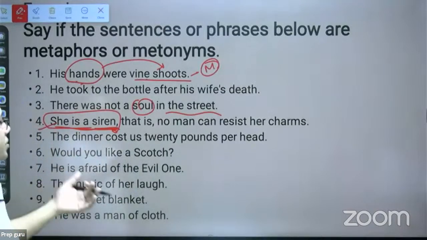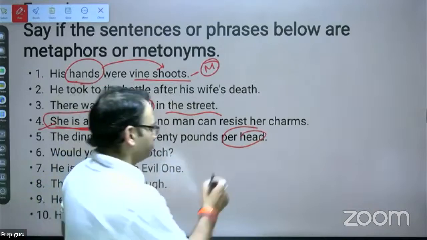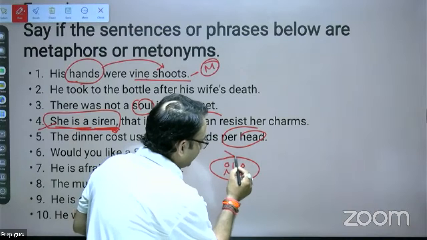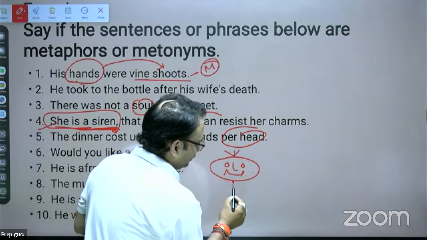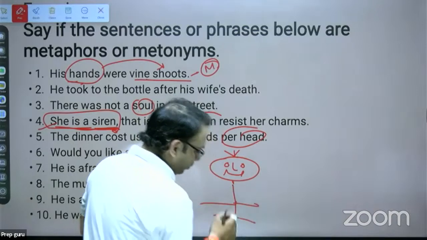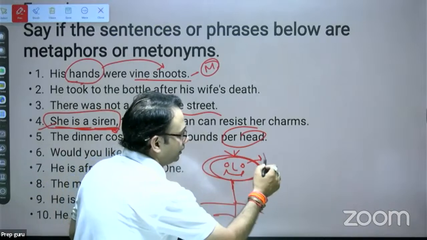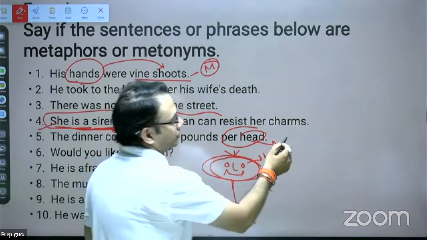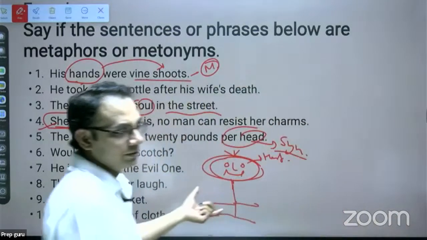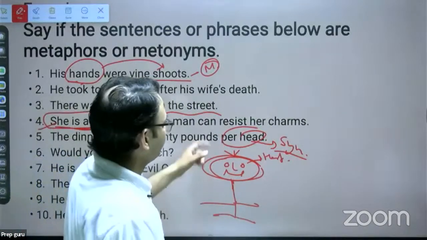Number 5, the dinner costs us 20 pounds per head. Per head means what? मेरे कहने का मतलब क्या है? I am representing in the sentence only head, but मुझे बताओ डिनर खाओगे तो जाएगा कहां? In stomach. So the whole body is represented by this head. ठीक है, तो क्या होगा? This is the case of what? Synecdoche. पर हेड बोल दिया ना मैं, जैसे मैंने बोला था I have hired a hand. ठीक है, तो this is what? This is the example of synecdoche.